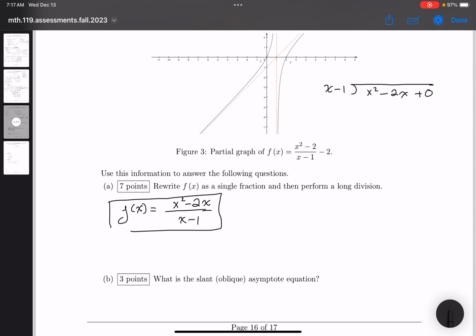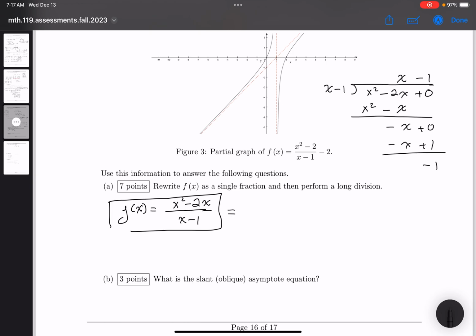What do you do here? Well, what times x would be x squared? That would just be an x. What do you get there? X squared minus x. What do you get now? You would get minus x plus 0. What do you do now? Well, what times x would give you minus x, that's minus 1. So what do you get there? You get minus x plus 1. You're going to subtract to get minus 1.